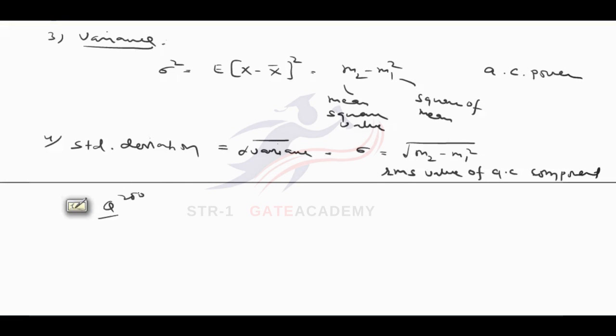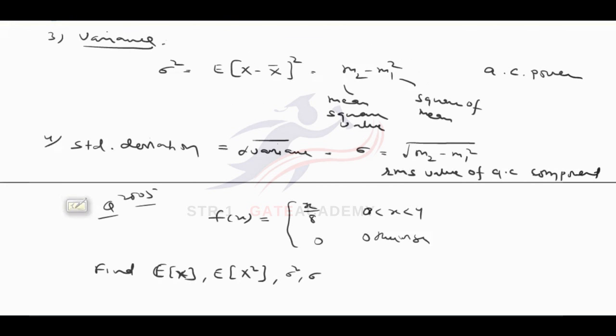A question in GATE round 5. A density function is given to us in this pattern. We can draw it from 0 to 4: f(x) equals x by 8. Within 0 to 4 we want to calculate expectation, mean square, standard deviation and variance, all 4 parameters.